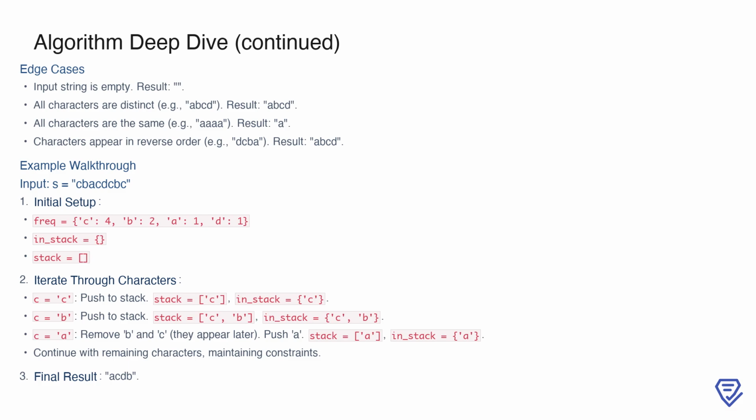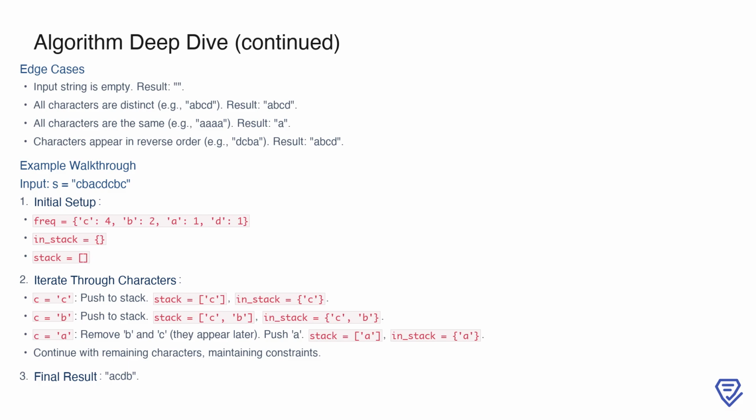For instance, if the input string is empty, the result should also be an empty string. If all characters in the string are distinct, such as in ABCD, the result is simply the input itself. On the other hand, if all characters are the same, like AAA, the result should be just one instance of that character, A. When characters appear in reverse order, such as DCBA, the algorithm will rearrange them to produce the smallest lexicographical order, resulting in ABCD. Let's walk through an example with the input s equals "abacbd".